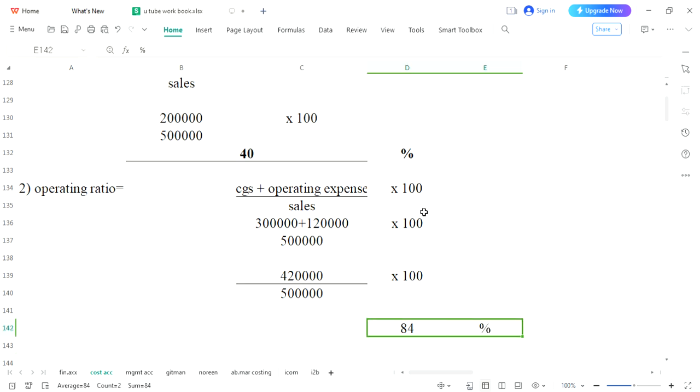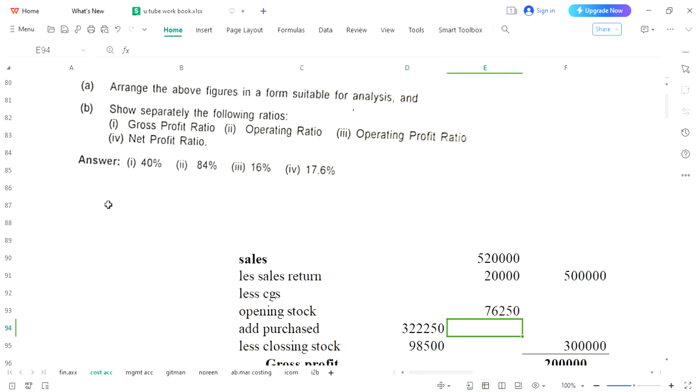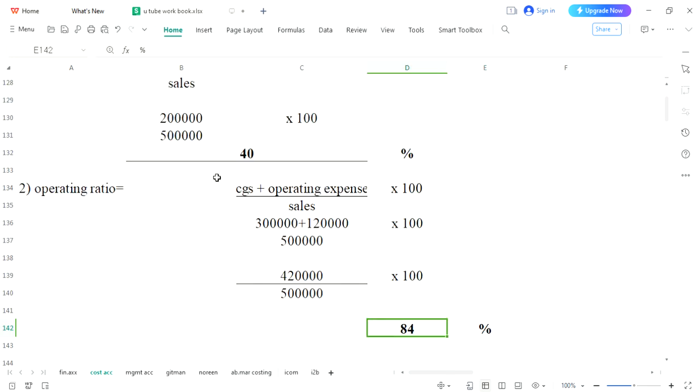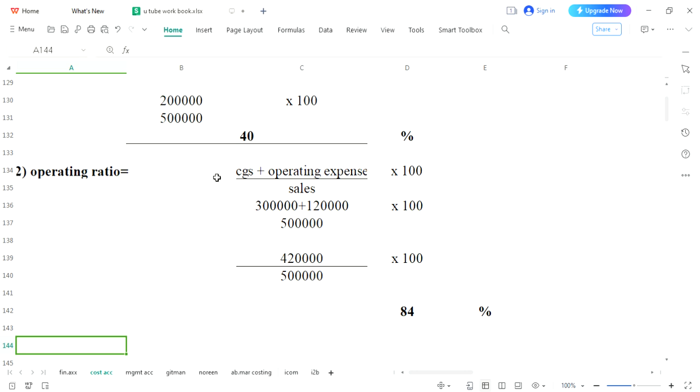This is what we have calculated: operating ratio. Second was operating ratio, and 84% was the answer. So here 84% we have calculated, and what was that? Operating ratio. After that, with the same calculation, we can conclude operating profit ratio.